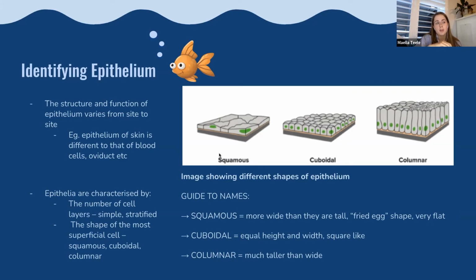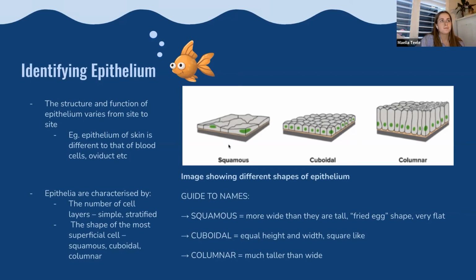But also you've got the shape of the most superficial cell. So the cell that's closest to the apical surface, you can characterize your epithelia based on the shape of that. So you've got squamous, cuboidal, and columnar. If you have a look at this image, we've got our squamous, which are more wide than they're tall, and they kind of look a little bit like fried eggs there. You've got cuboidal, which are equally long and tall, and you've got columnar, which look very tall and quite skinny.